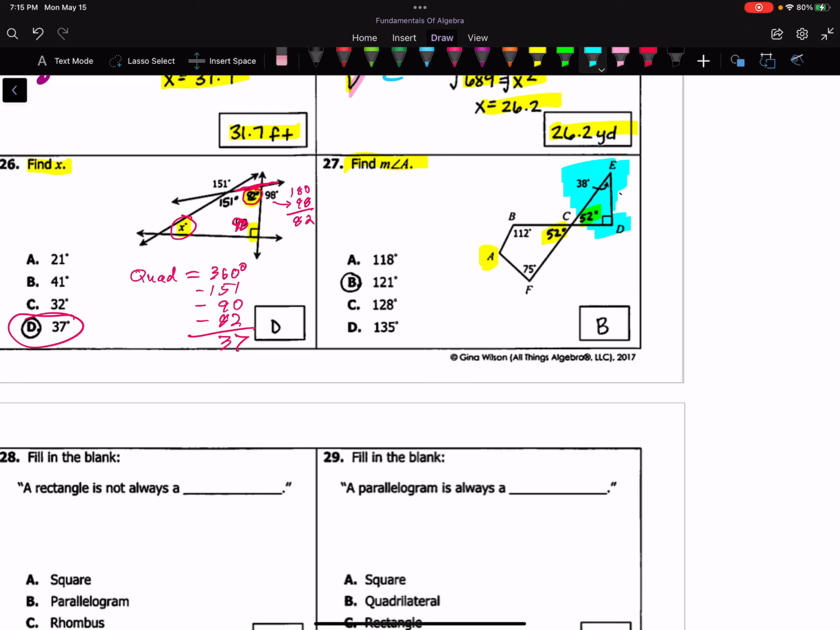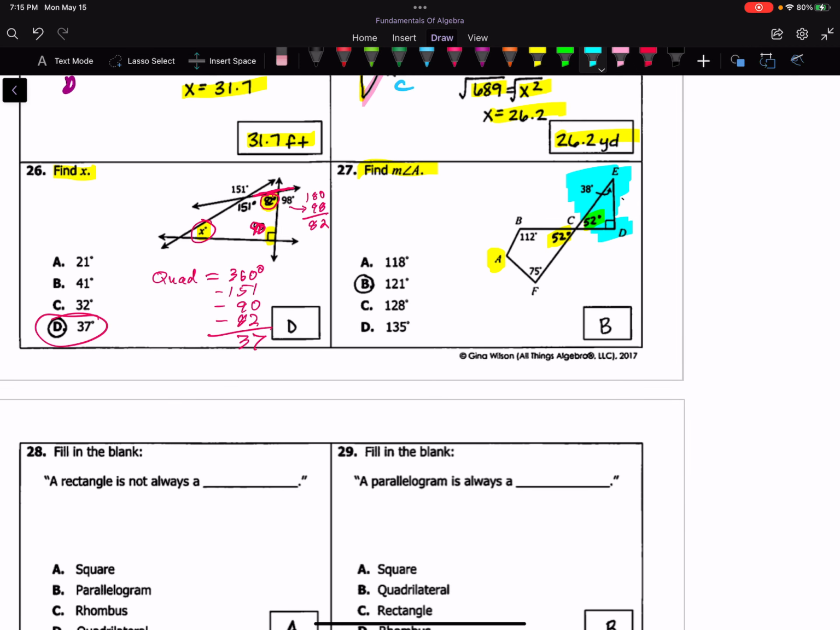So we have 180 degrees. We know that one of the angles is 38. We know one of them is 90. Those add up to be 128. We know that the total has to be 180, so 180 minus 128 gives us our 52, and that's where that 52 comes from. This 52 exists because that's the vertical angle partner to the other 52.